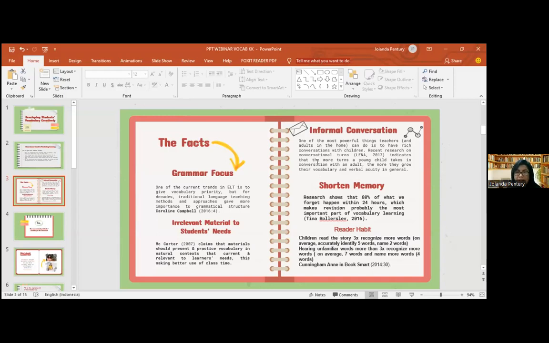And next, informal conversation. One of the most powerful things teachers and adults, it means parents, can do is to have rich conversation with children.